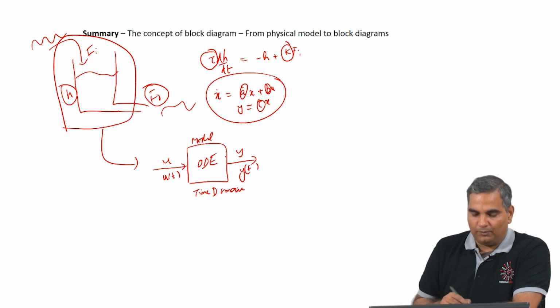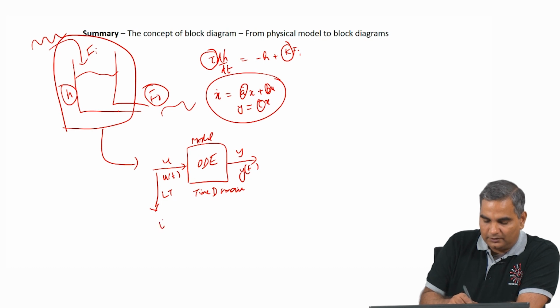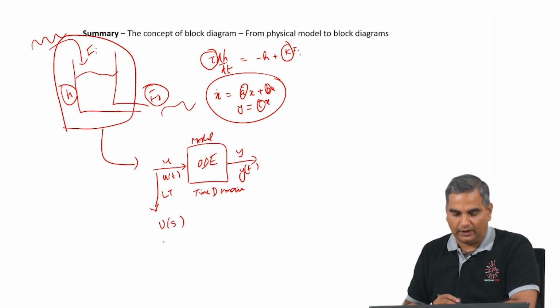Now, in Laplace transform, what we do is the following. So, we say, look, if I have this Laplace transform, then I can convert this u to u of s. Okay.